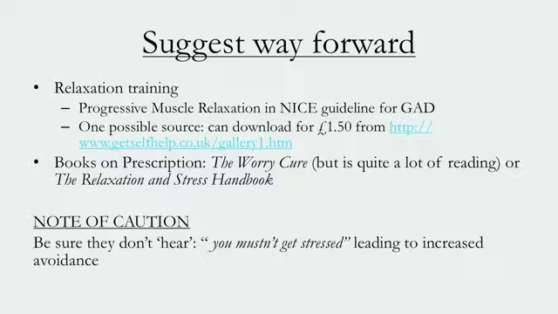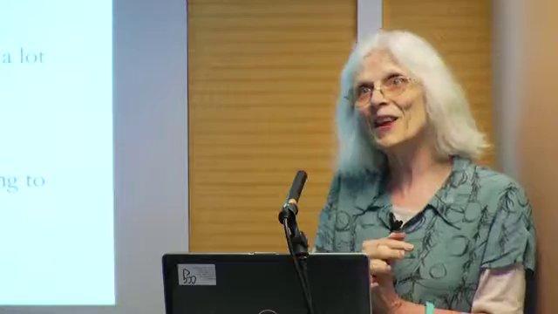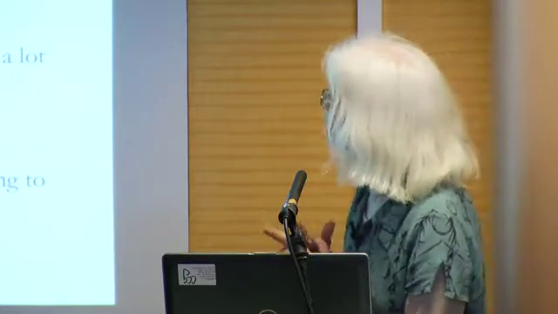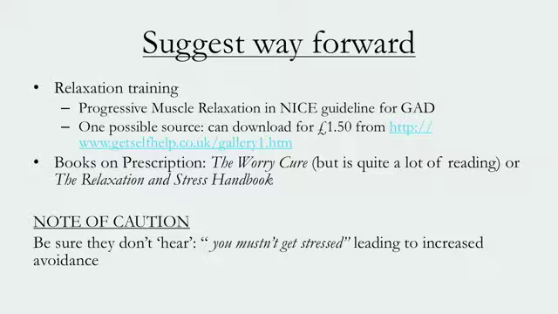So a very easy thing to suggest as a way forward is relaxation training. Progressive muscle relaxation is in the NICE guideline for generalised anxiety disorder because there's plenty of evidence that it does help. It doesn't help everybody, but it helps enough people for it to be in the NICE guideline. One possible source: it's £1.50, but you can download a progressive muscle relaxation tape from the Get Self-Help website.